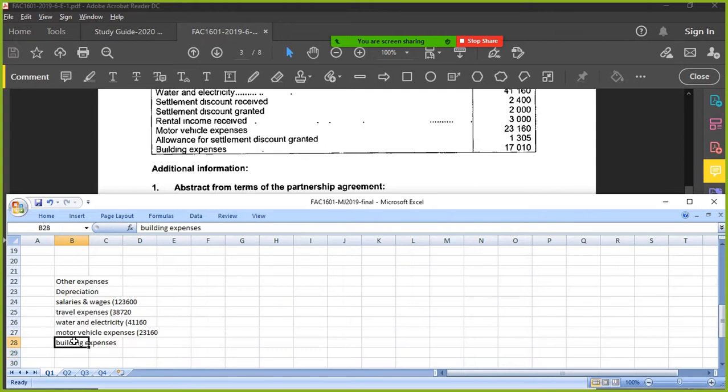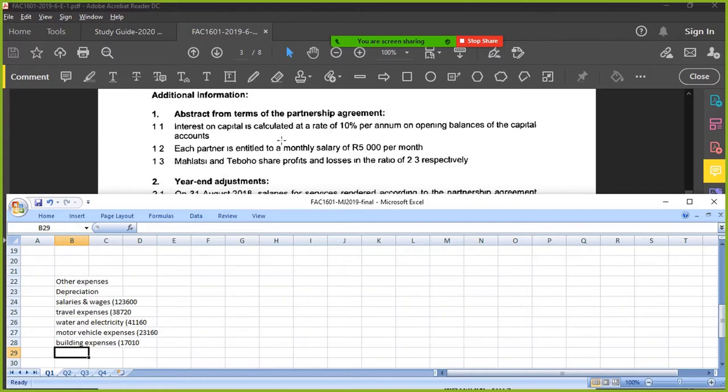Okay, so business building expenses, that's a bit odd, but it's possible. You can have repairs and maintenance, but if it's a building expense, is it repairs and maintenance or something else? Okay, 17010, great. Now you need to look at each question separately. Interest on capital, I don't need, because I'm not looking at appropriation and I'm not looking at the SOCI. Ignore. Each partner is entitled to a monthly salary. That's nice to know. We don't show salaries for partners in the income statement. M and T share profits and losses equally. I will only need that if I need an appropriation account or statement of changes in equity. Don't need it for this statement.